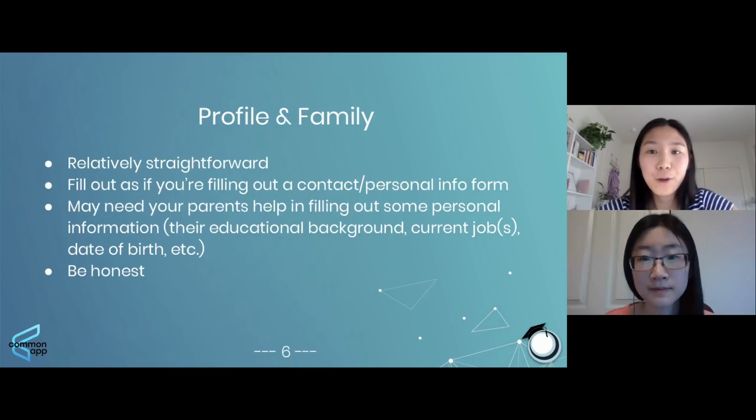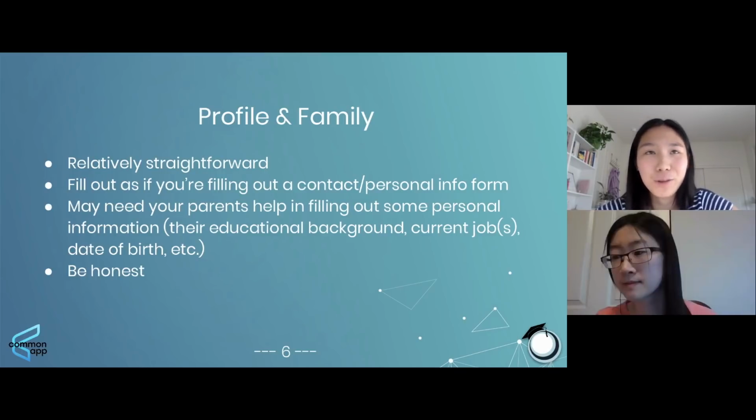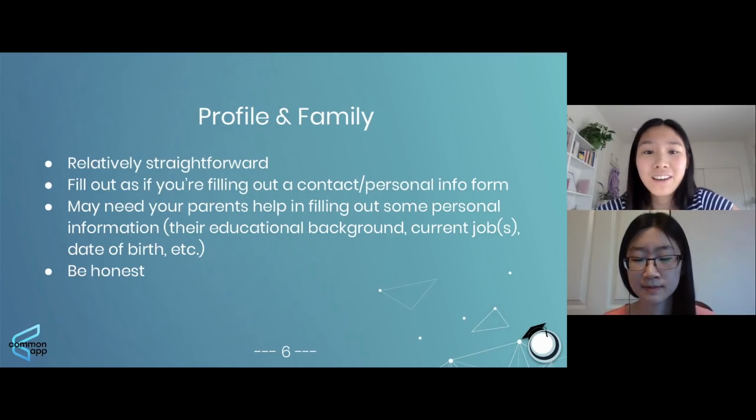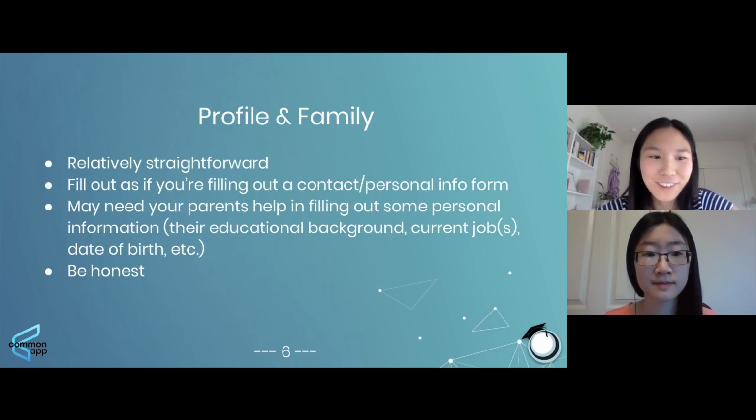All right, so our first section that we're going to talk about is the profile and family section. This is probably the most straightforward tab of all of the Common App. You just fill it out as if you're filling out your contact or personal information, whether it's to the hospital or the bank. You just be very honest with it and just state some facts. You might need your parents to help you fill out some of the personal information, including their education background, current jobs, date of birth. But for the most part, you should be able to handle this part pretty well with your parents or on your own.